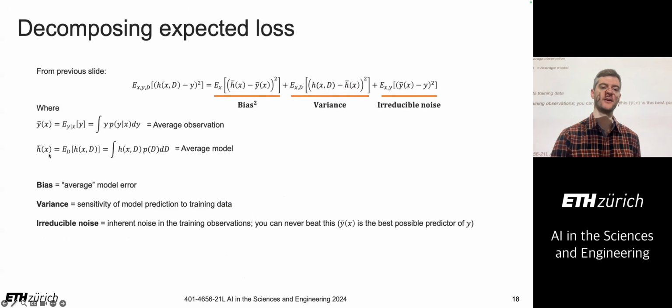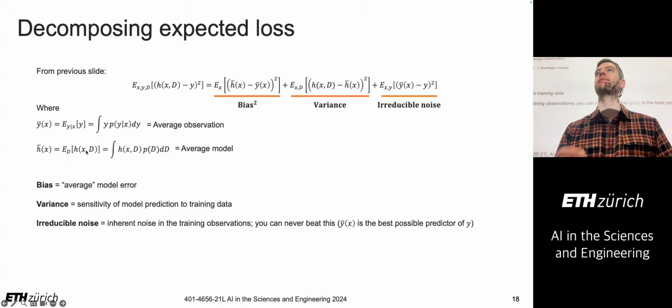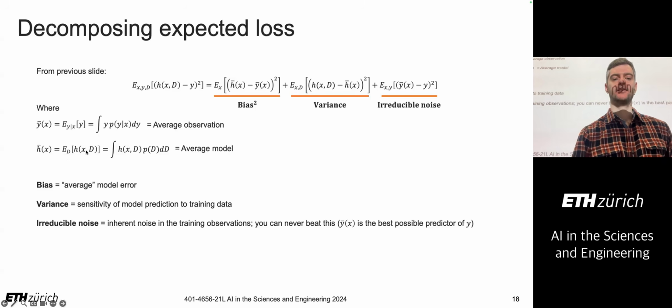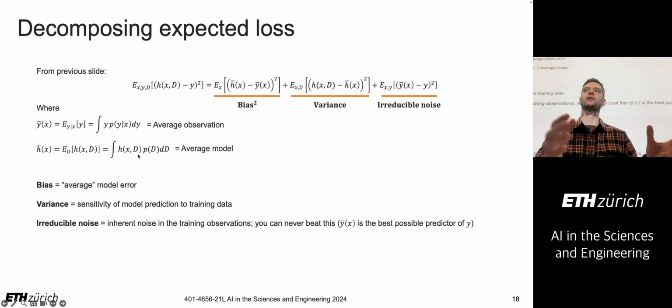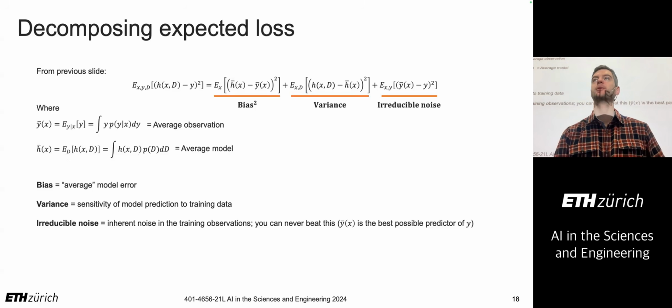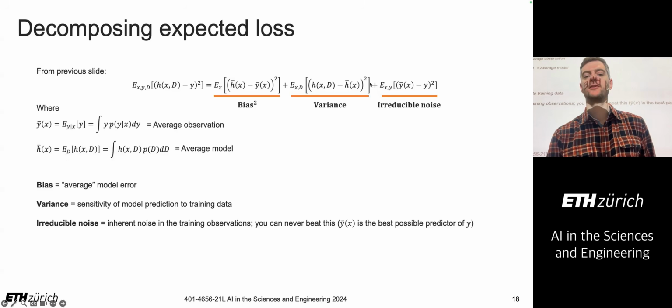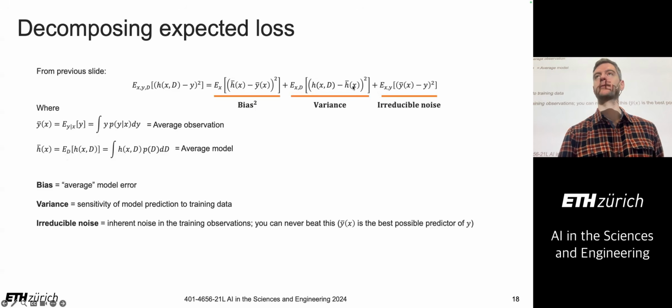So what is h bar? H bar here is the expected value of the output of the neural network averaged over all possible training data sets. So you can think of this as just the average model. What's the average model? If we trained thousands of networks with different sampled training data sets, what's the average prediction? So the variance is just saying how sensitive is the output of my network to my training data, essentially. Does this difference vary a lot to my average model, or is it similar?